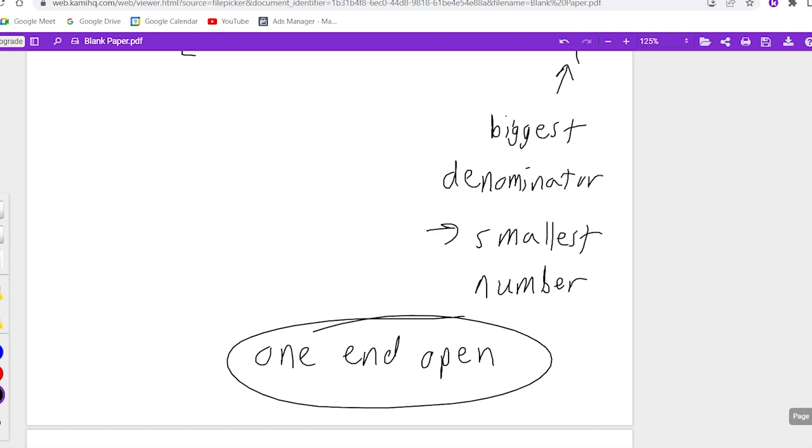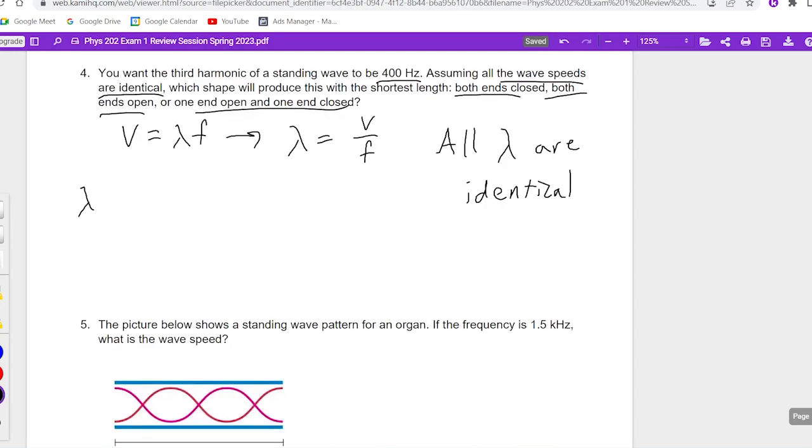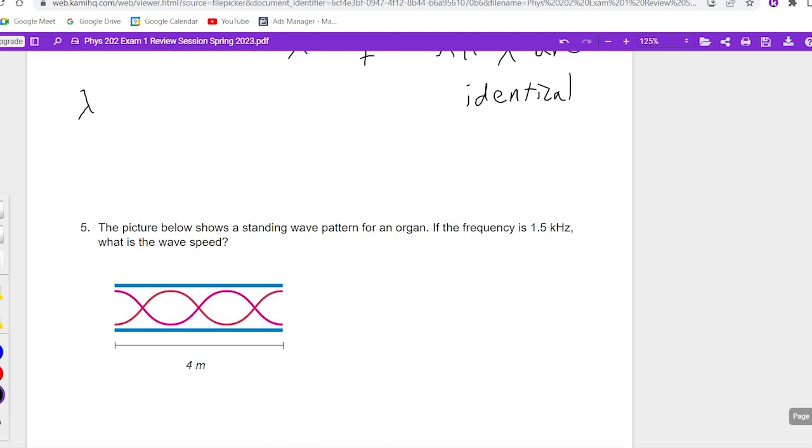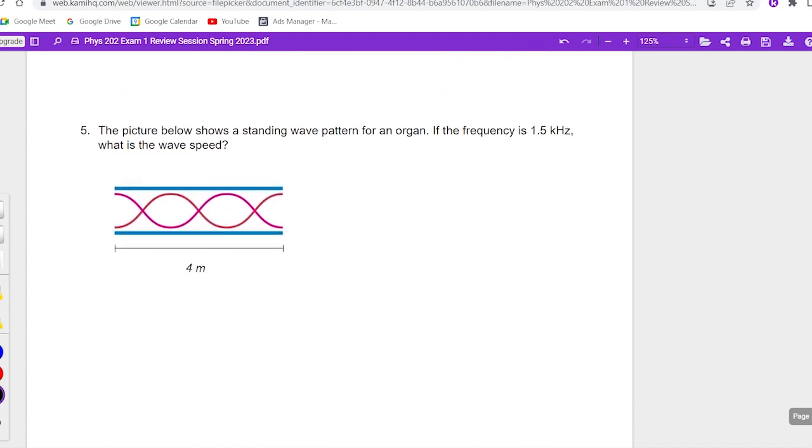Anyone still writing? Okay. Next is number 5. The picture below shows a standing wave pattern for an organ pipe. If the frequency is 1.5 kilohertz, what is the wave speed?